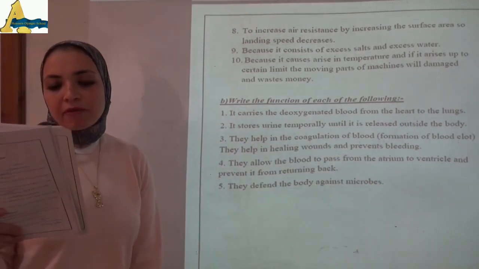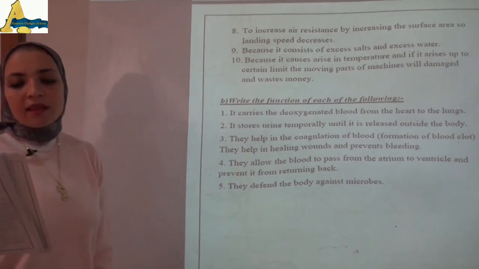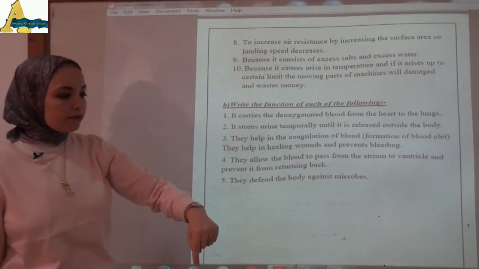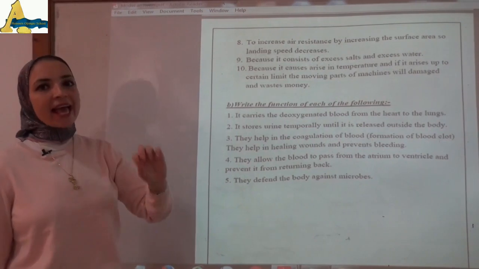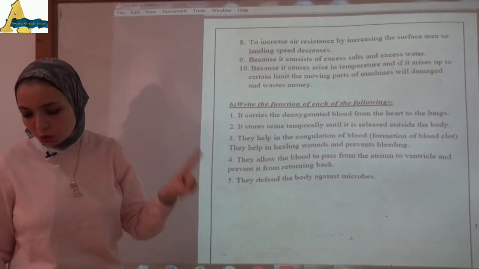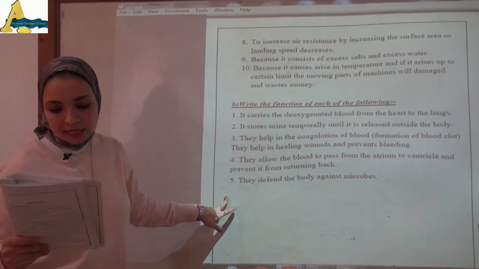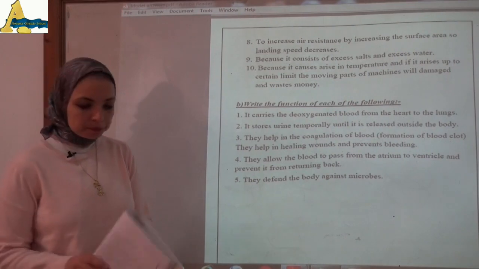Valves in the heart, what is the function of the valves? They allow the blood to pass from the atrium to the ventricle and prevent it from returning back. It acts as a one-way door. White blood cells defend the body against microbes.